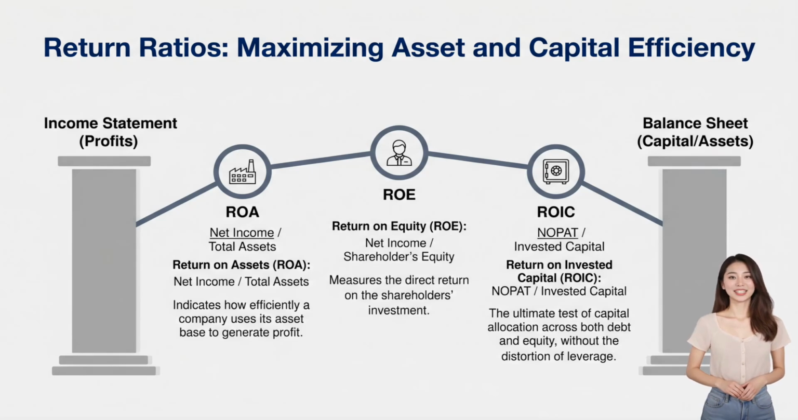This slide links the income statement to the balance sheet by showing three key return metrics: ROA, ROE, and ROIC. The visual bridge emphasizes that ROA measures how efficiently assets generate profit, ROE captures returns to shareholders, and ROIC evaluates capital allocation across debt and equity without leverage distortion, helping to identify whether profits come from operations or financial engineering.